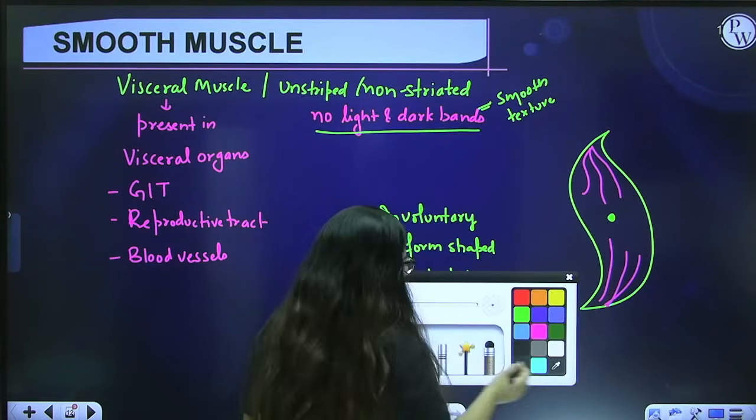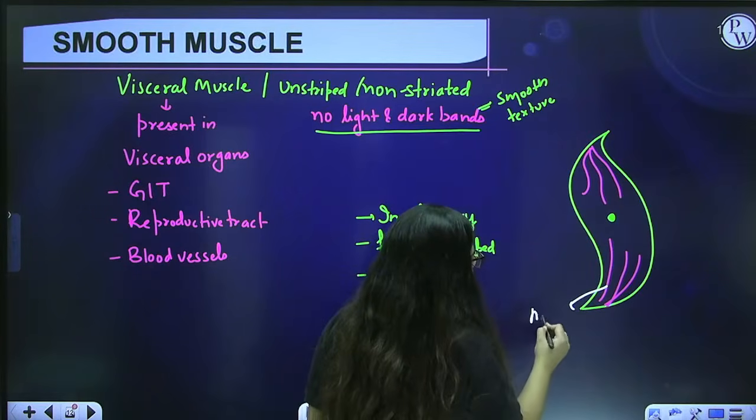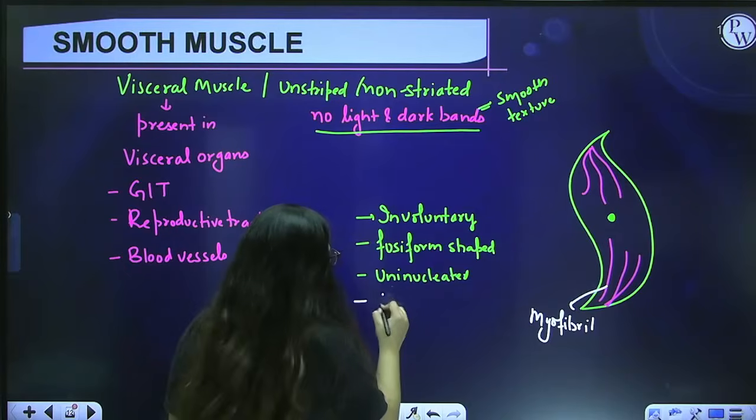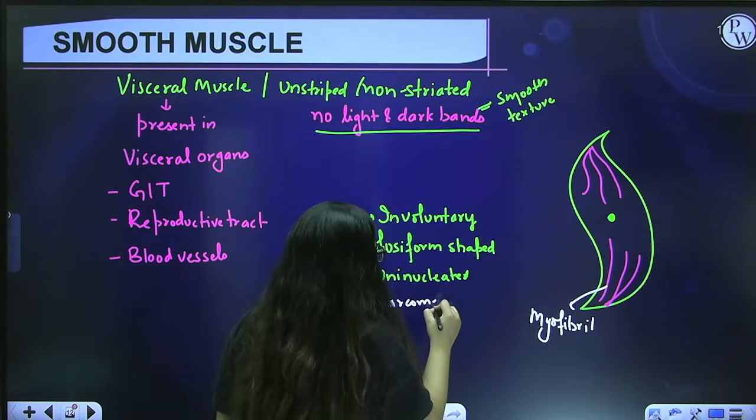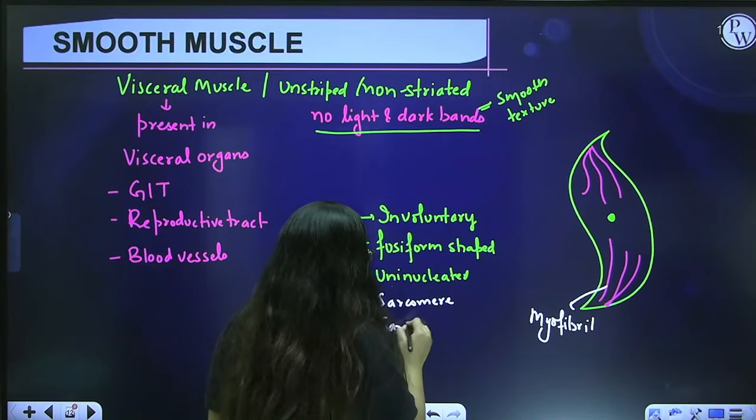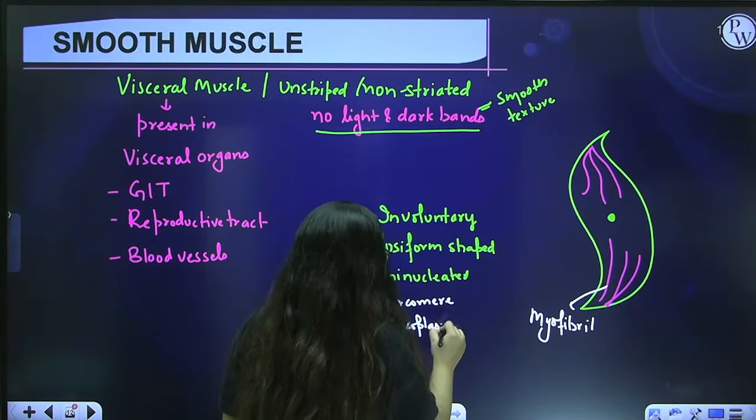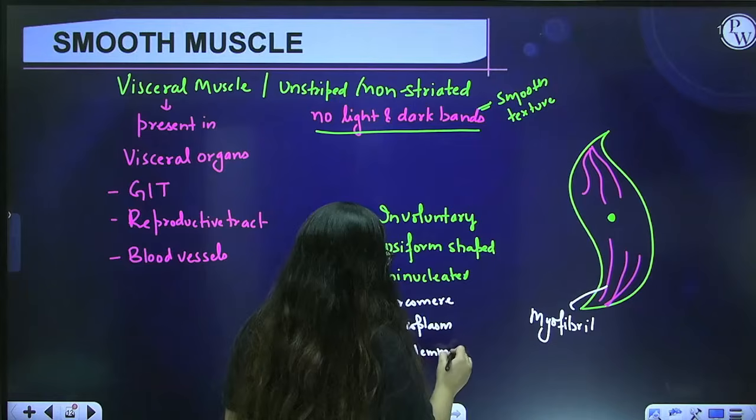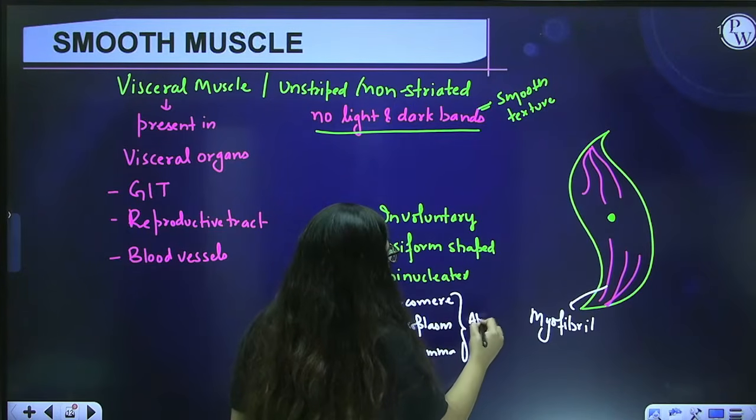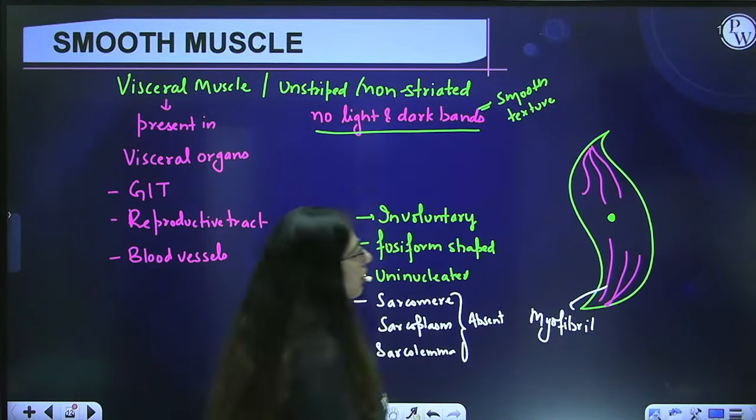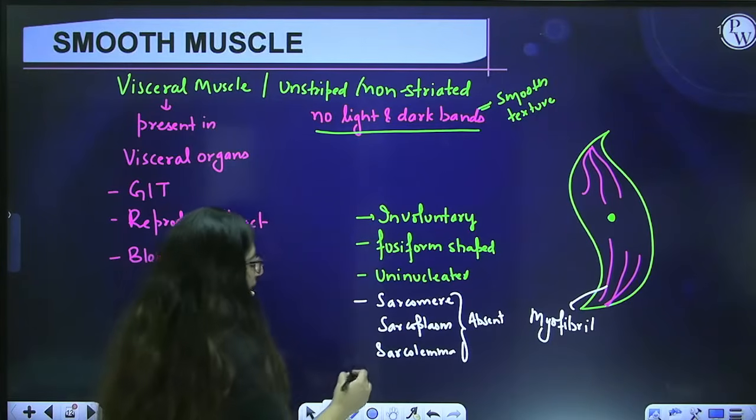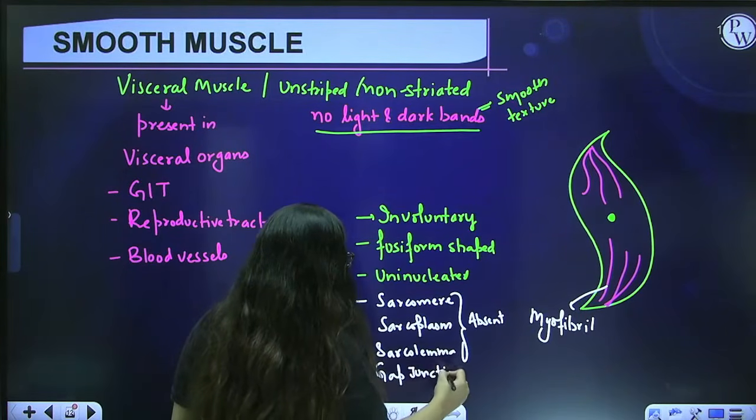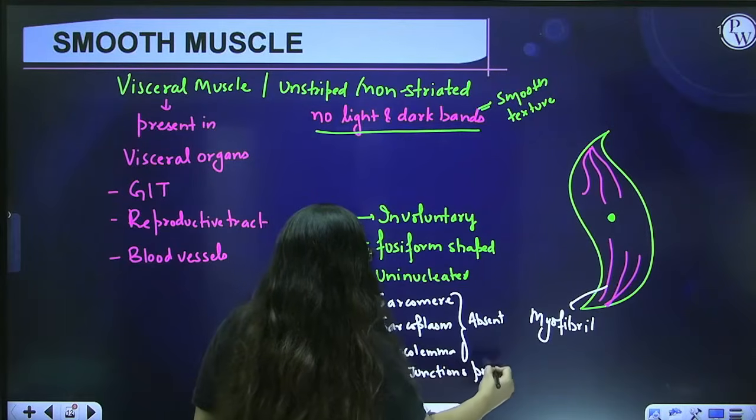So these are myofibrils containing myofilaments. What is absent here? Sarcomere, sarcoplasm, and sarcolemma. All these are absent in this muscle. But in these muscles, gap junctions can be present.